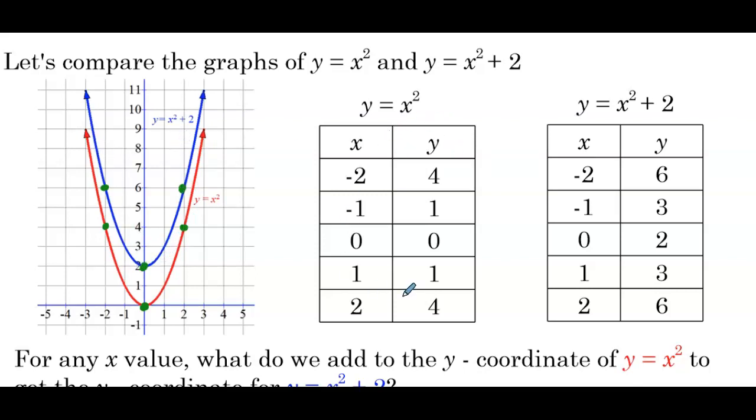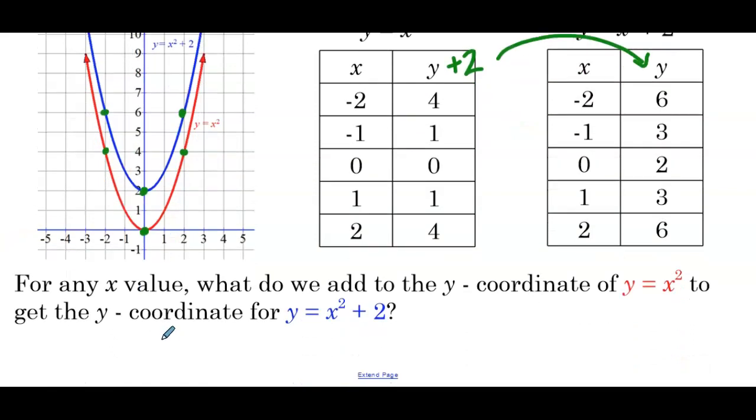If we look at our table of values, we'll notice the x values in each table are the same. And when comparing the y-coordinates, if we take the y values of the parent function and we add 2 to each one, we get the y-coordinate of the points on the translated function, y equals x squared plus 2.